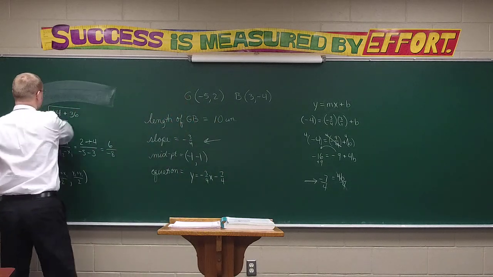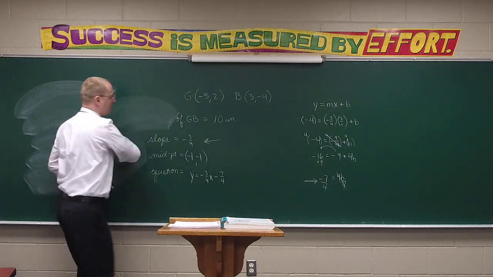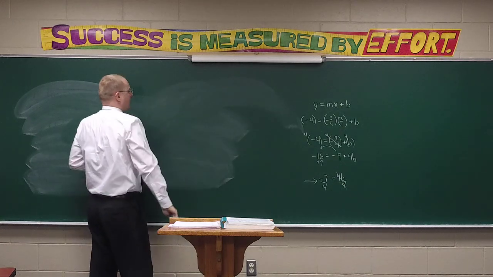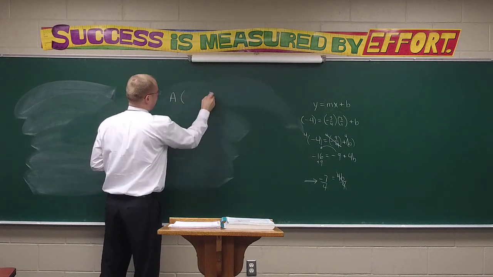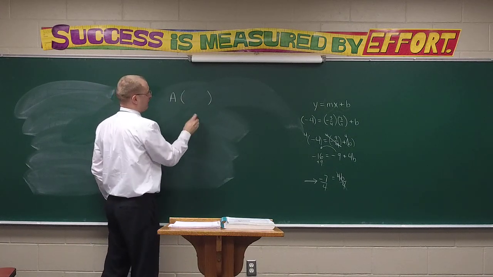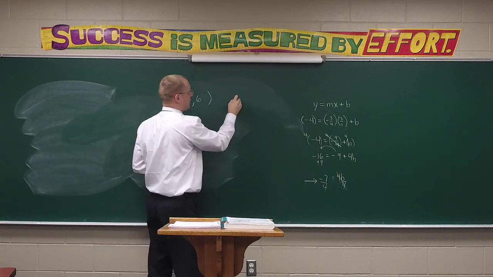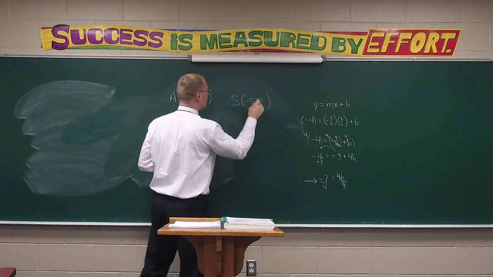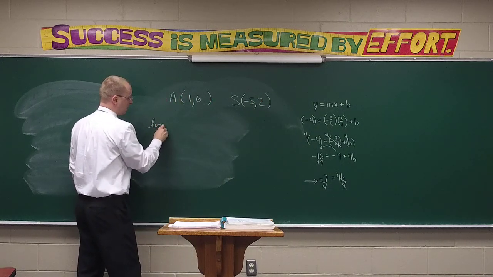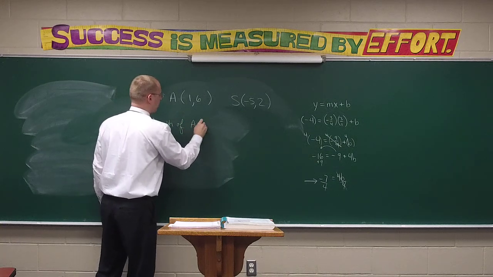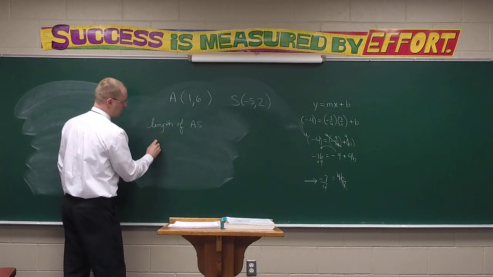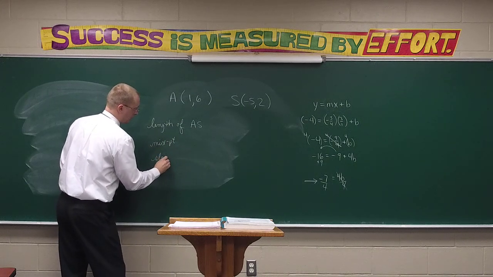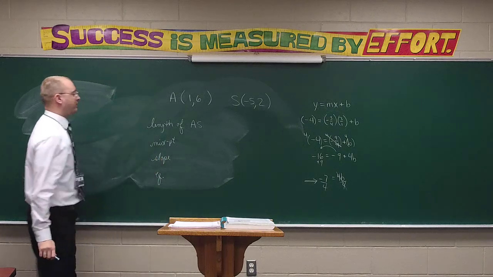All right, at your seats. Let's suppose we have a random point, and we'll just call it point A. And suppose it is, I don't know, (1, 6). And suppose you've got another point, let's go with S, and let's suppose it is (-5, 2). I want you to find the length of AS, find the midpoint of AS, find the slope, and then finally the equation of AS.